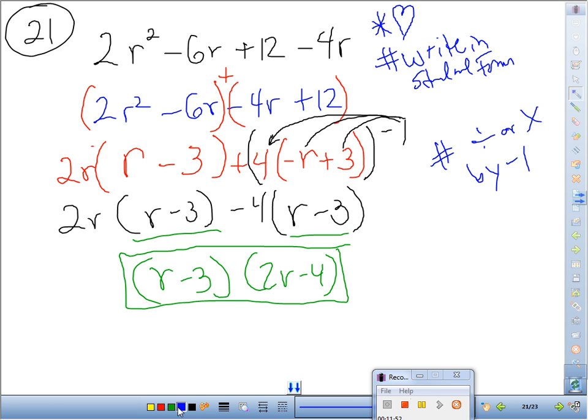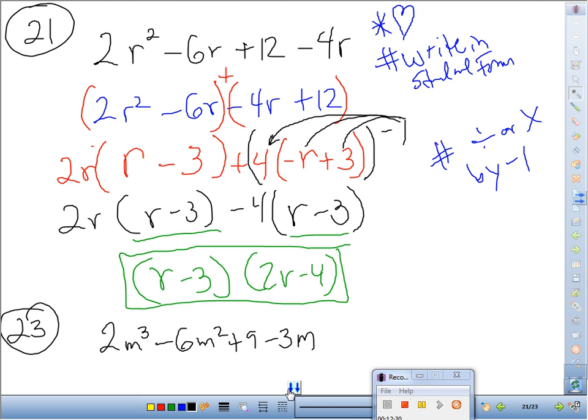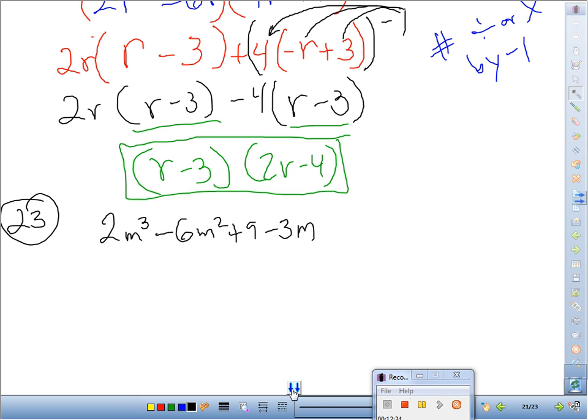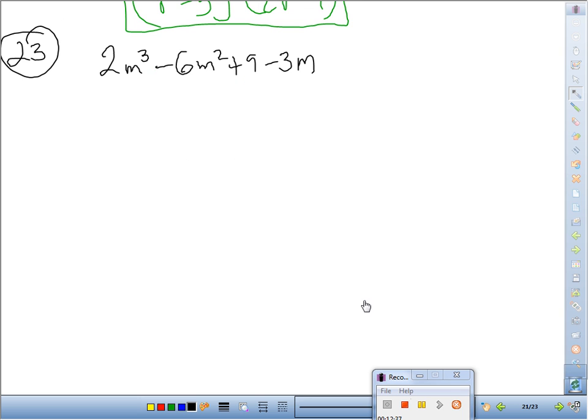Okay, let's do another one. Number 23, Michael Jordan. That's right. Here we go. 2m to the third minus 6m squared plus 9 minus 3m. Let's do this one together. What do you guys notice? It's not in standard form, so the first thing is we need to rewrite this. 2m to the third minus 6m squared minus 3m plus 9.